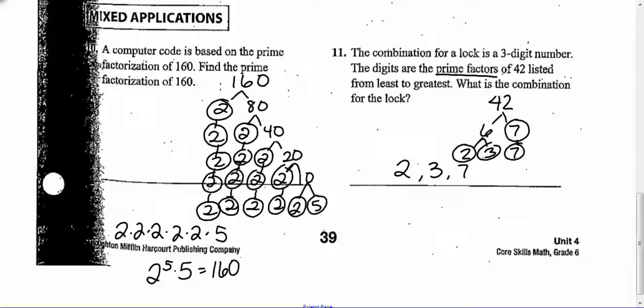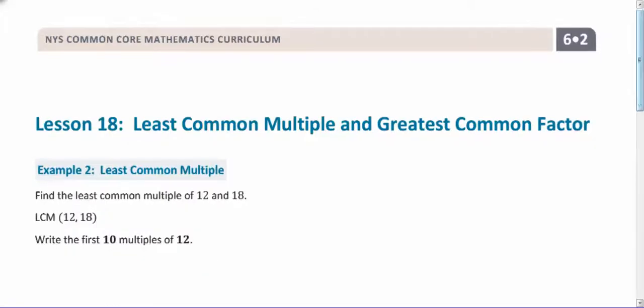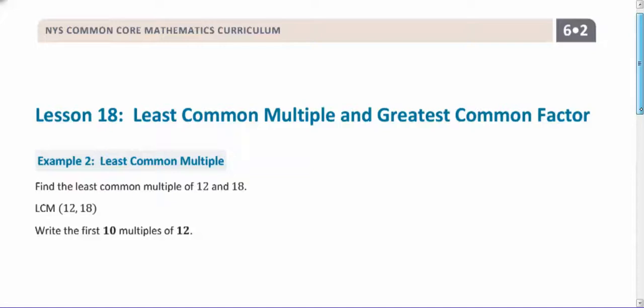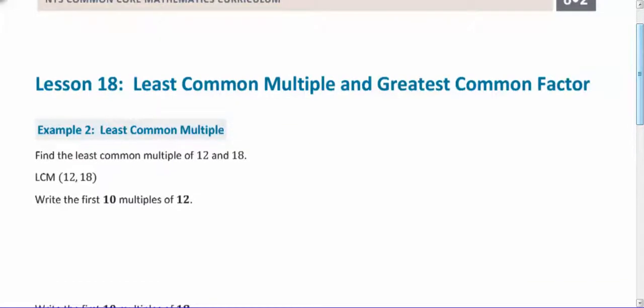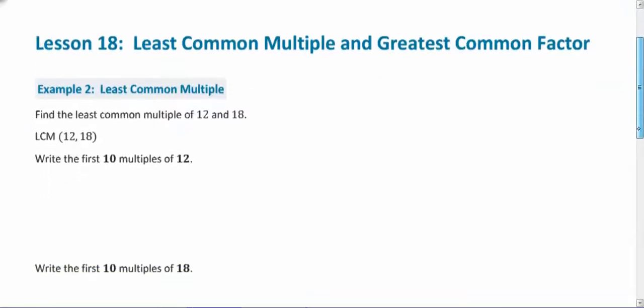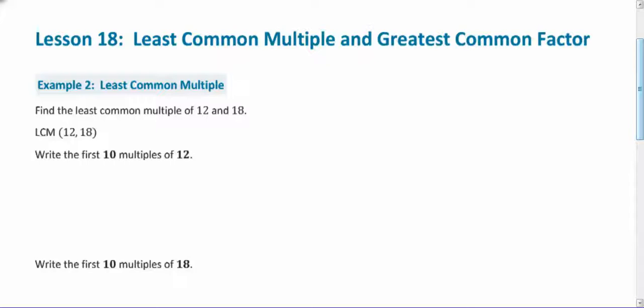Okay, now that we're done with that, we're going to work on what we call least common multiple, or LCM. So this lesson in the module covers both greatest common factor and least common multiple. We focused the first few days on greatest common factor. You guys are going to be on page 34 in your workbooks. It's a little different on my version up here, but either way, it's lesson 18, least common multiple.